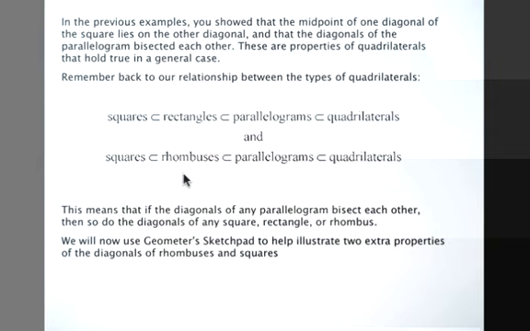So now I'd like you to complete the Geometer Sketchpad activity on your worksheet to help illustrate two extra properties of the diagonals of rhombuses and squares.